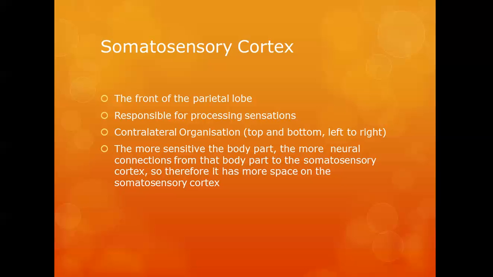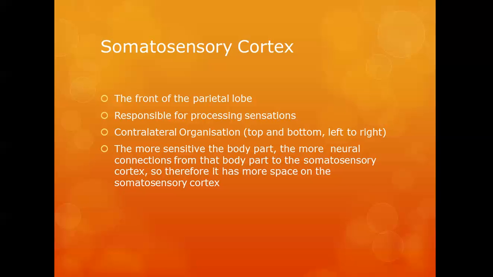This information, again, the space that's dedicated to each part of the body is dependent upon how sensitive that body part is. So for instance, again, our hands and our mouth, and of course the third part, our genitals, are the most sensitive part of our body. So therefore they're actually represented by a large space on the somatosensory cortex because there are more neural pathways or neural connections from those body parts to the somatosensory cortex. So basically more information going up.